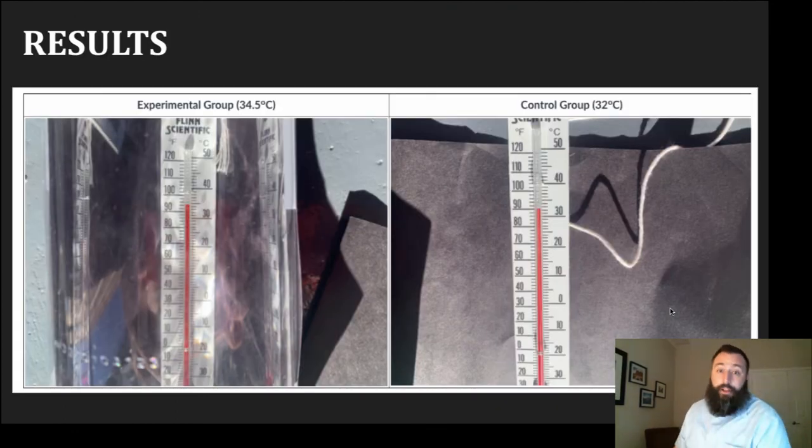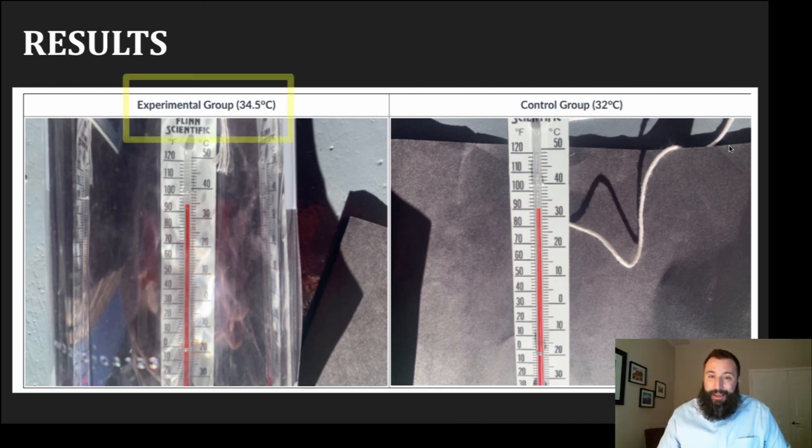And here are the results. All right, so we let it hang out in the sun for about 5 minutes or so. And if you look, it looks like the experimental group, the one that was in the bottle, was about 34.5 degrees Celsius versus the one that wasn't in the bottle, a lot less gas per volume, which was about 32 degrees Celsius. So you're going to need those data points there to finish up that lab, all right?